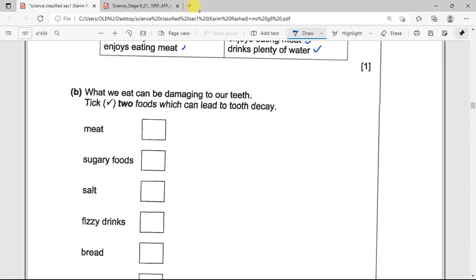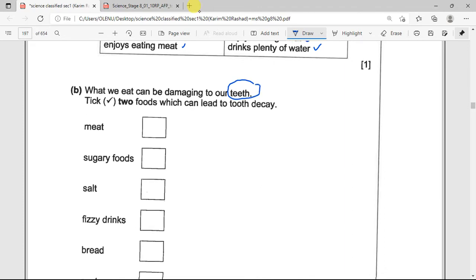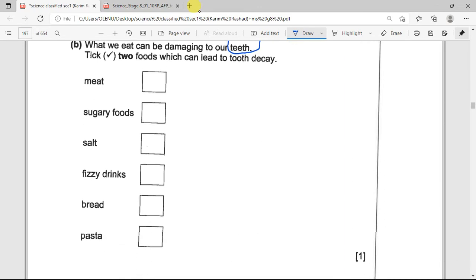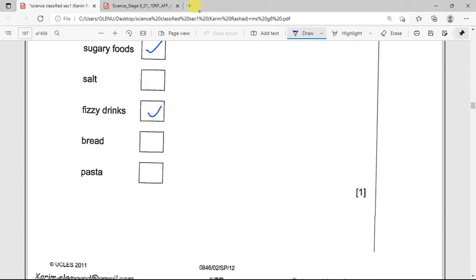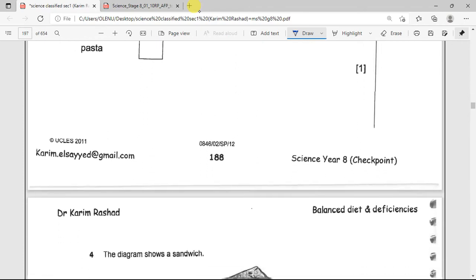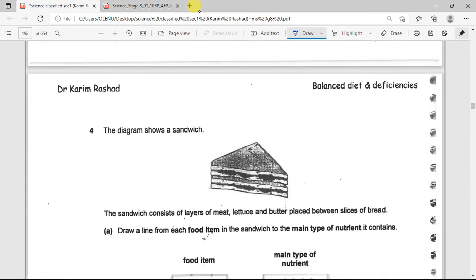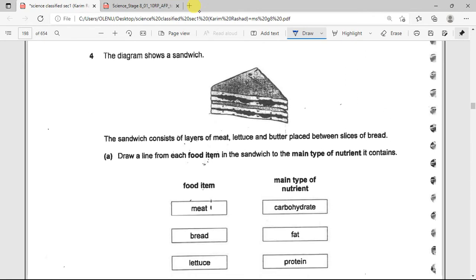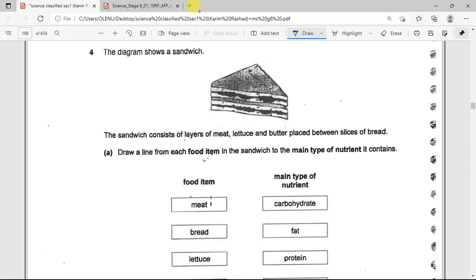What we eat can be damaging to our teeth. So, take two foods which can lead to tooth decay. Most of the food that can cause tooth decay are sugary food and fizzy drinks. Why? Because both of them have a high amount of sugar content that bacteria can respire anaerobically to produce lactic acid, which dissolves the enamel.